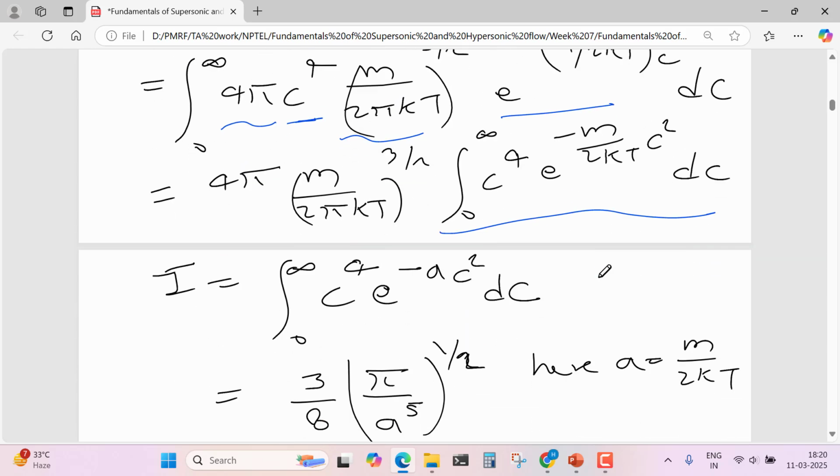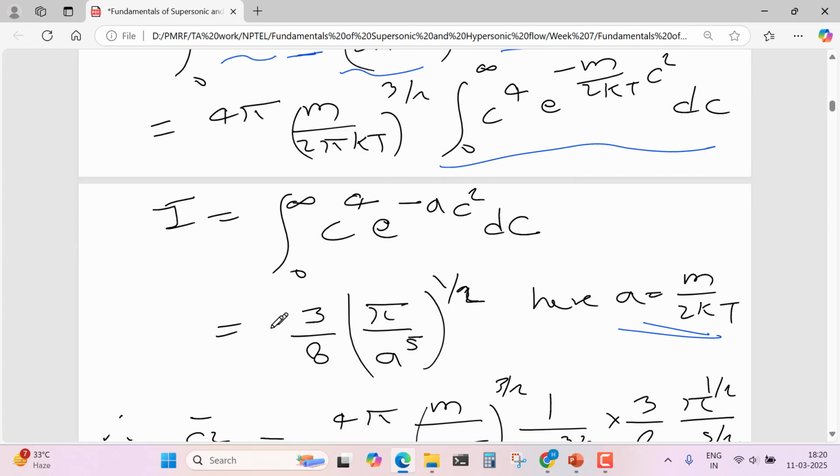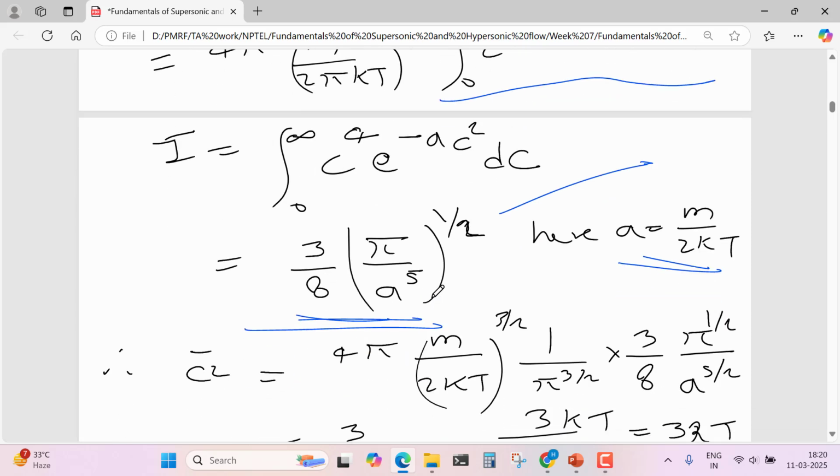For a second, let's take I equal to the integration 0 to infinity c⁴ e to the power minus a c² dc. Here we have written a equal to m upon 2kT, and this integration is given by 3/8 (π upon a⁵) whole power 1/2. This integration I will explain just after this. Currently, take it as this value. So this I value will be 3/8 under root π upon a⁵, where a is m upon 2kT.